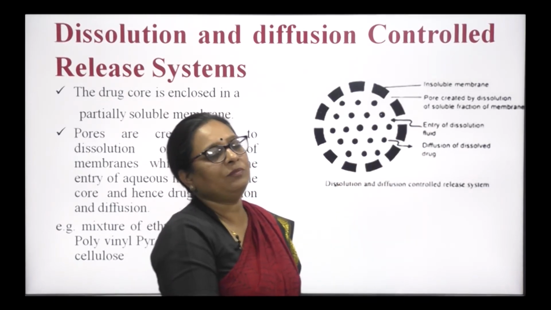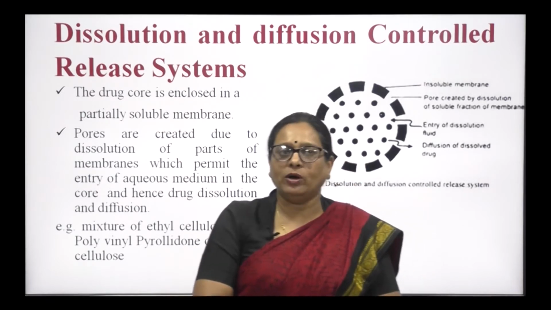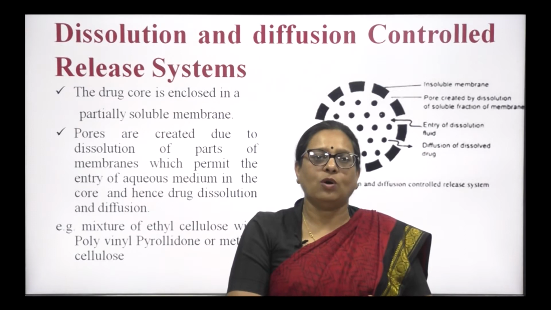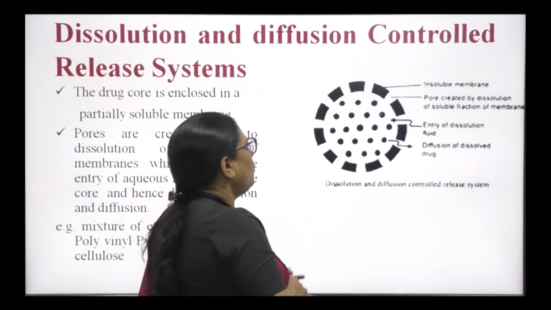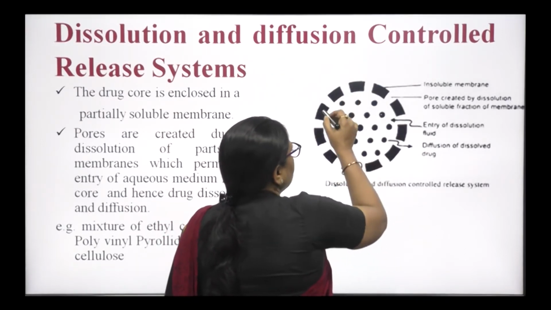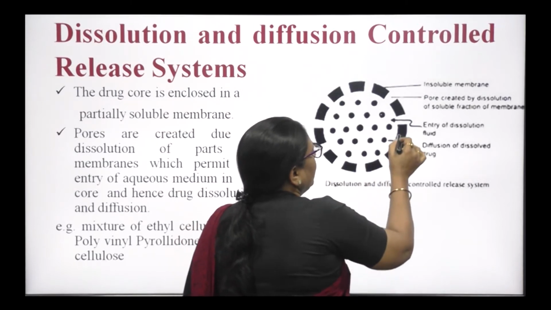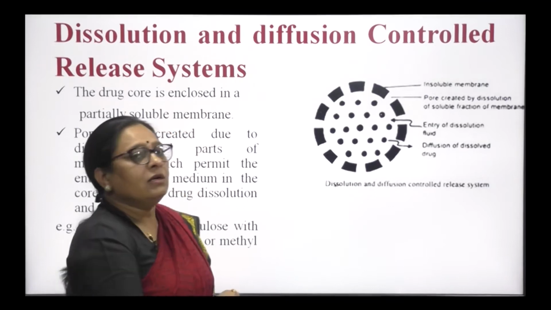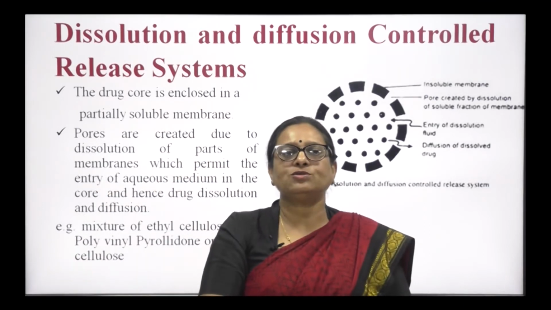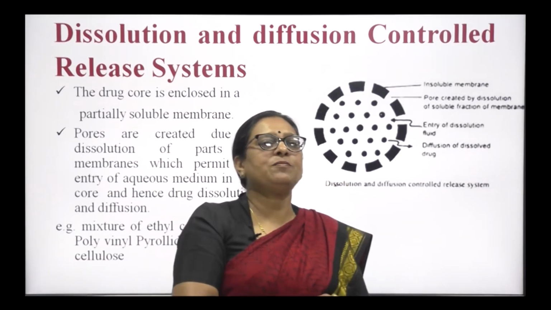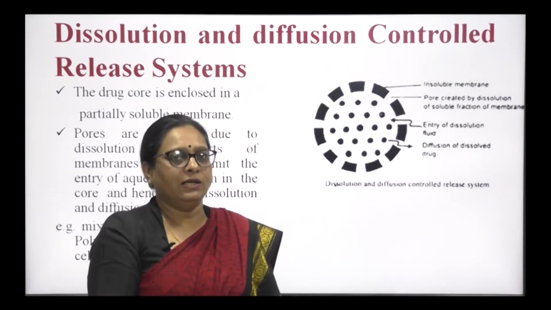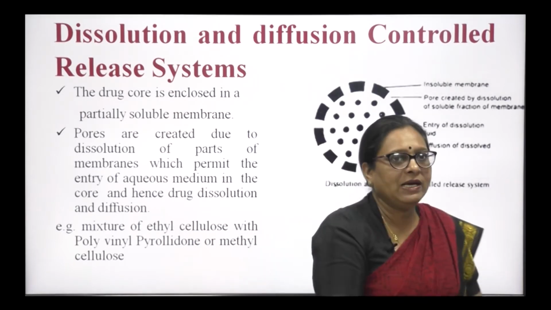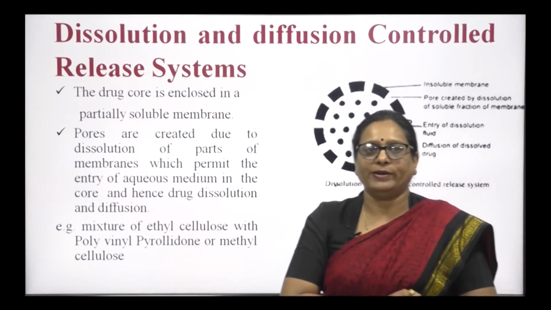When such a system containing the reservoir of drug coated with polymer like this is placed inside a dissolution medium or inside the body, the polymer which is water soluble will dissolve and give rise to pores in the membrane. You can see these gaps in the polymeric coat. These gaps are due to dissolution of the water soluble polymers, and these pores will then act as channels, allowing the water or the dissolution medium to permeate into the drug reservoir.